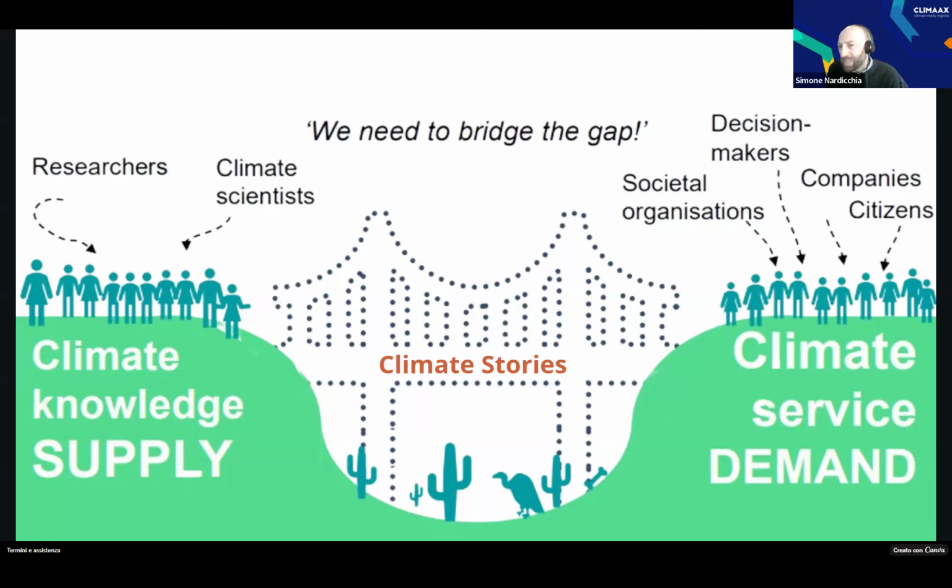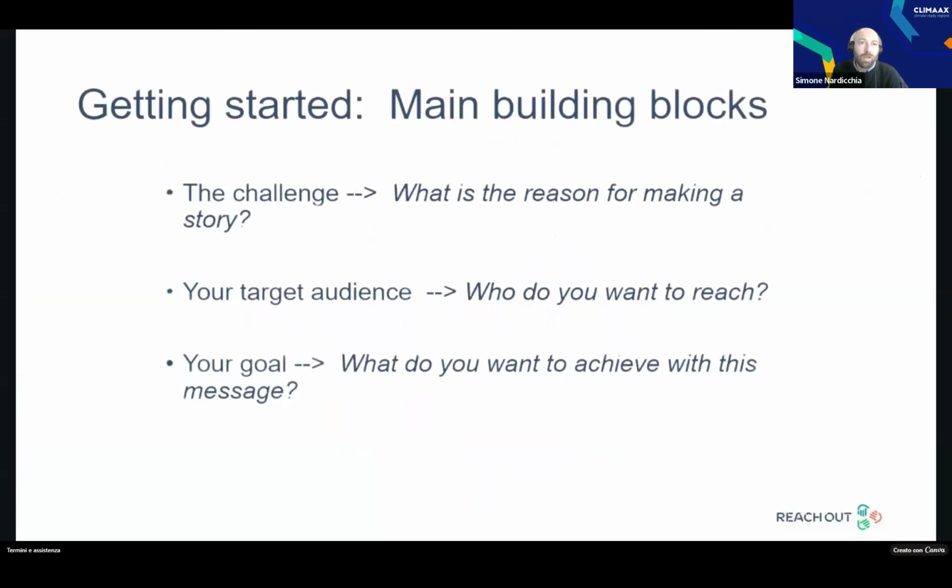So we can communicate all of this information to citizens, decision makers and NGOs, because all of the city is affected by climate change, all of the people are affected by climate change. So we need to bridge the gap, and the climate story helps us in this frame, because the climate story translates the universal language of science into a more personal and emotional language. When we start, every city realizes a different climate story, and we start with the story map, as we saw before from Julia, but by the end everyone starts to shape it in a different way. What is important is the challenge, the reason for making a story, the target audience, and the goal: what do you want to achieve with this message?